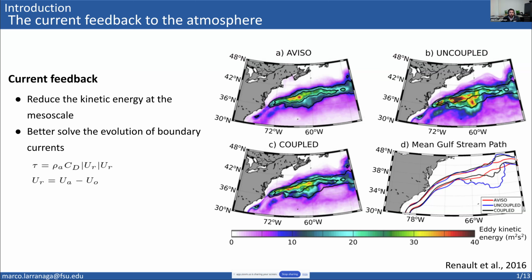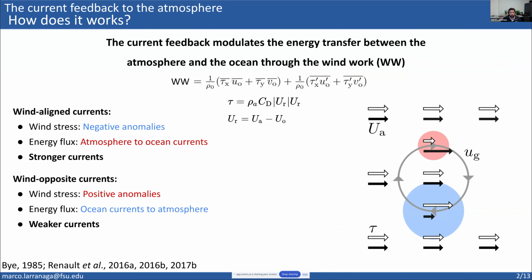To include the current feedback in numerical simulations, we have to compute the wind stress as a function of the winds relative to the currents. But how does that work? It modulates the energy transfer between the atmosphere and the ocean through the wind work, which is the average of the wind stress and the surface currents. If we separate the wind stress into the mean part and the anomalies with a Reynolds decomposition, for example, that's where we understand how it works, because here is where we have the mesoscale. We're going to explain that with this cartoon.